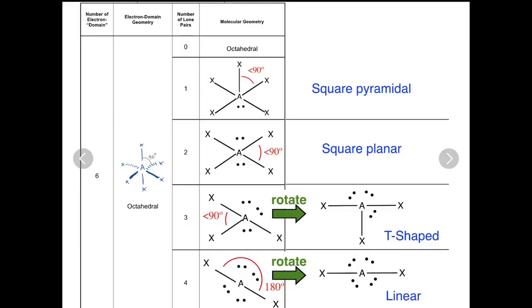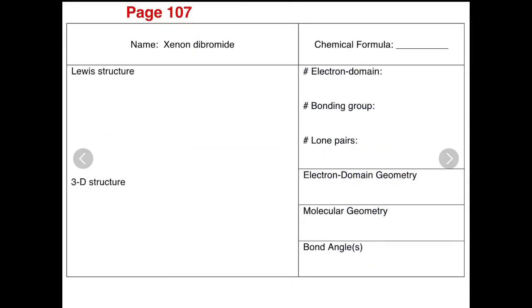Okay, so that means in this case, all of these molecular geometries derive from the octahedral when you introduce lone pairs to the Lewis structure. So what do I mean by that? Okay, so let's take a look at an example.